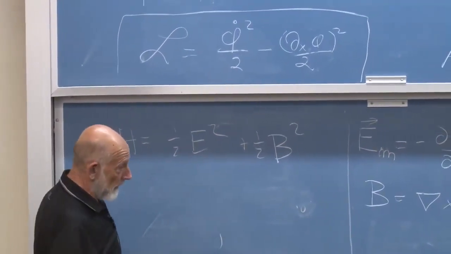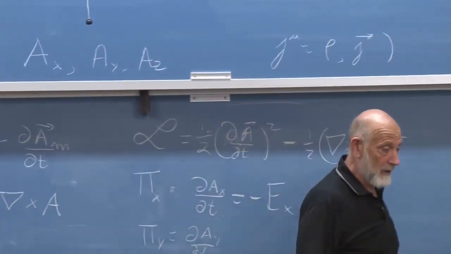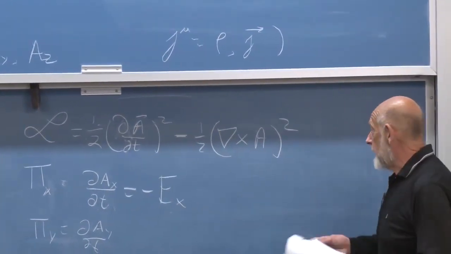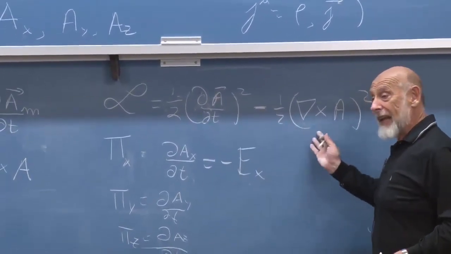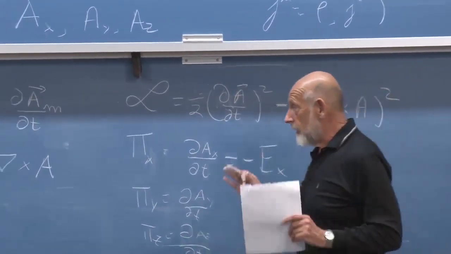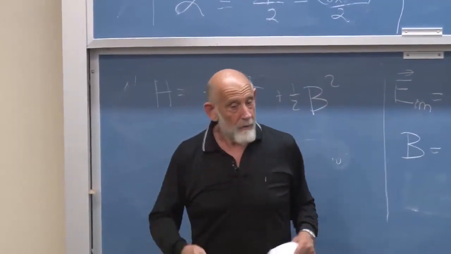Notice that again, same pattern. The Lagrangian is not positive, necessarily. In particular, if there's a magnetic field but no electric field, the Lagrangian is negative. But the energy is positive, E squared plus B squared. So what does this tell you?